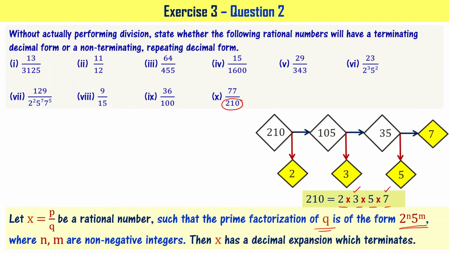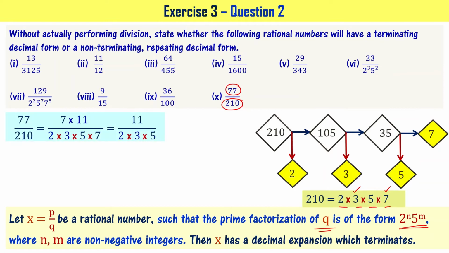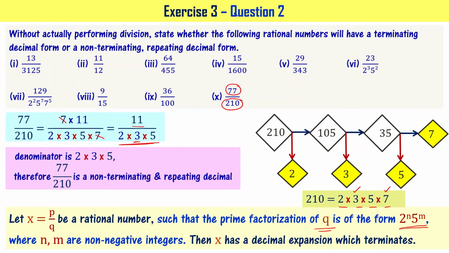Now what I'm going to do is, let me look at the numerator also. That is 77, right? That can be written as 7 times 11. So you see, here I have 7, here I have 7, I can cancel. Now the numerator has become 11, but the denominator has extra 3. You cannot further simplify it, right? Since the denominator has got extra 3, we say that 77 by 210, which can be expressed as 11 divided by 2 times 3 times 5, is a non-terminating and repeating decimal. Got it?